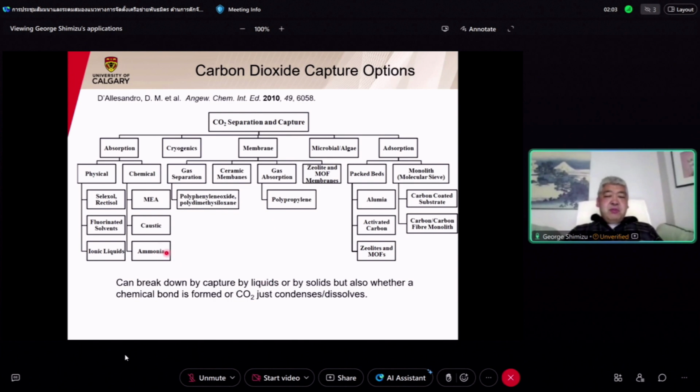And also there's membranes. One of the things here is zeolites and MOFs under the adsorption category. Adsorption is just using a solid and having the gases condense. And MOFs are metal organic frameworks, and that is what I'll talk about.